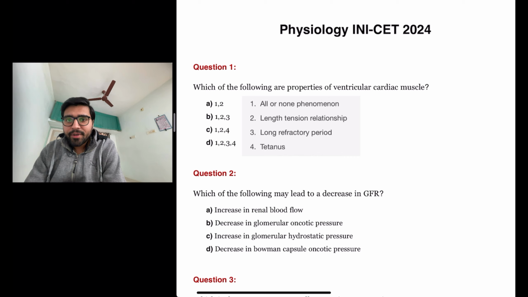So today we're going to discuss with you the recall questions of Physiology subject INI-CET 2024. So let us start discussing the questions.